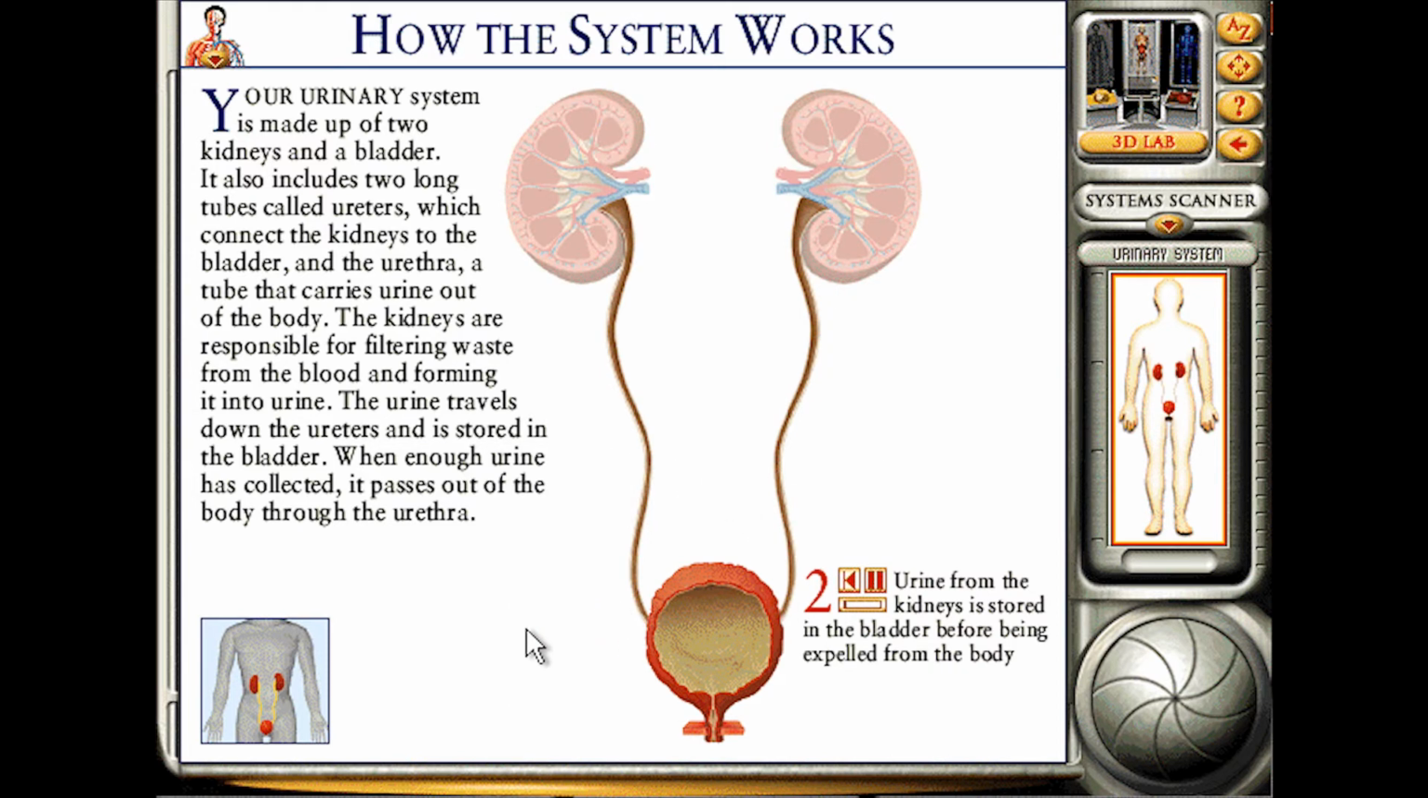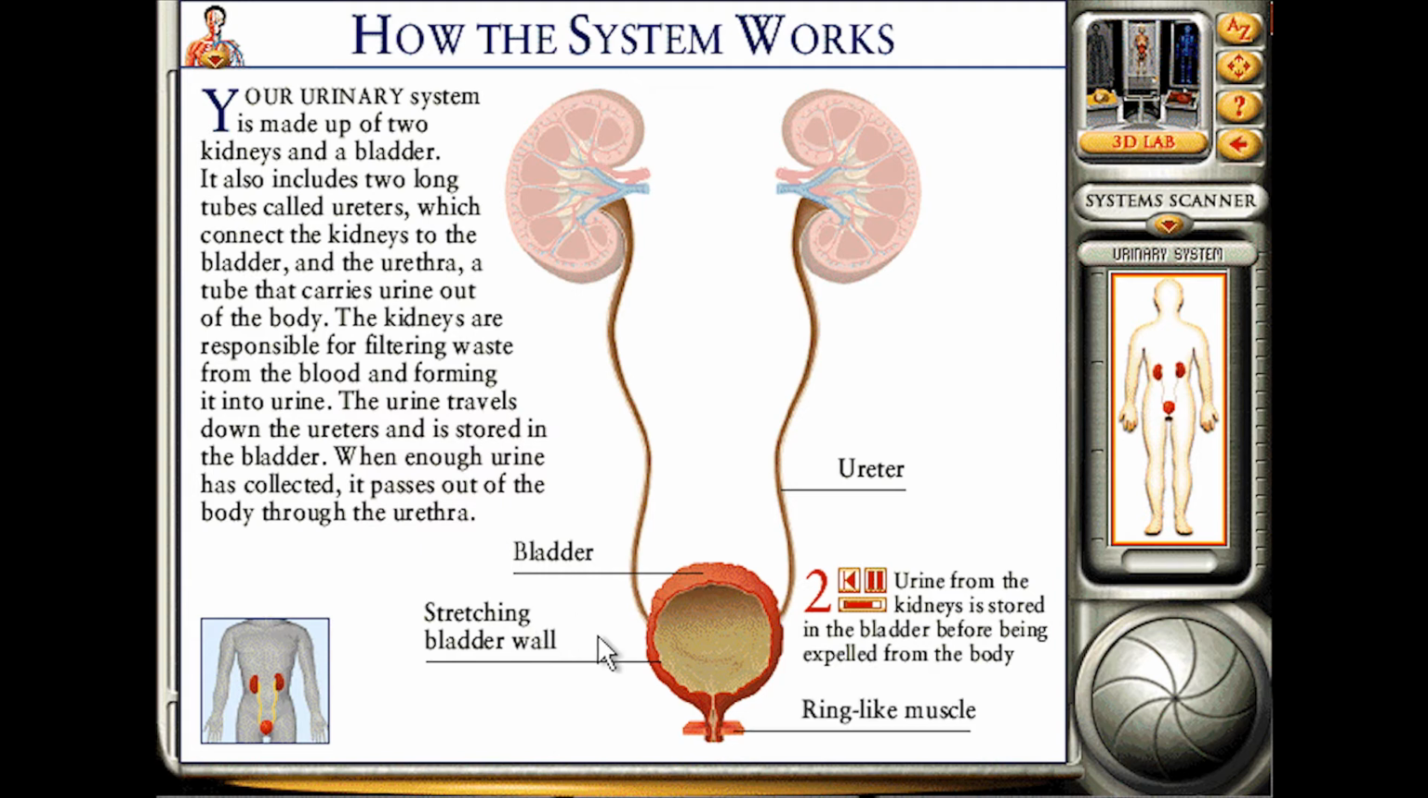Urine that is made in the kidneys trickles down the ureters to the bladder. The bladder expands as it fills with urine. Messages are sent from the stretching bladder wall to the brain, making you feel the need to urinate. A ring-like muscle around the urethra is relaxed, and urine leaves the body.